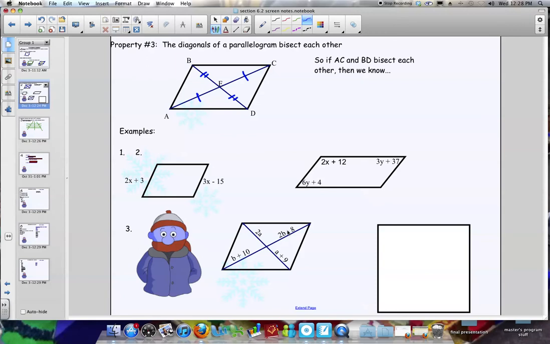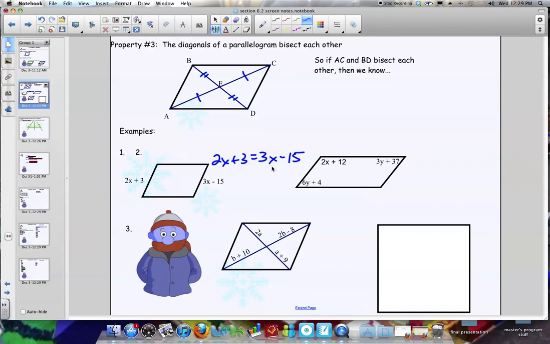The following examples use those 3 properties that we just talked about. Example 1 gives us a parallelogram, and it gives us that the opposite sides are 2x plus 3 and 3x minus 15. Because of property number 1, we know that opposite sides have to be congruent. Therefore, we would know that 2x plus 3 has to be equal to 3x minus 15.